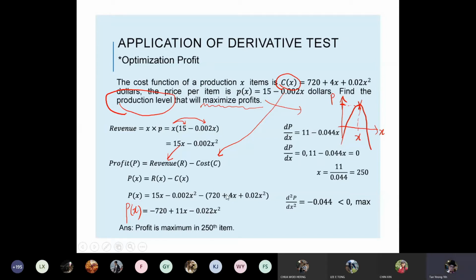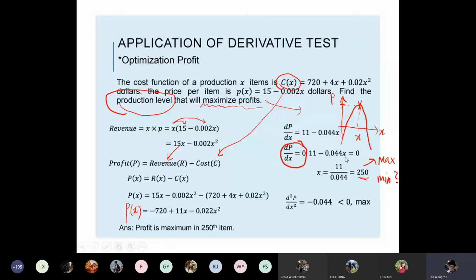So let this be 0 to find the maximum point. So we have equation equals to 0, and we can find the x is 250. Okay, now we know the production level is 250. But how do we know if this point is the maximum profit or is the minimum profit? How to know it's a maximum or minimum?